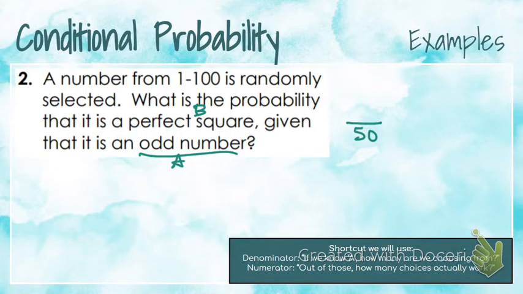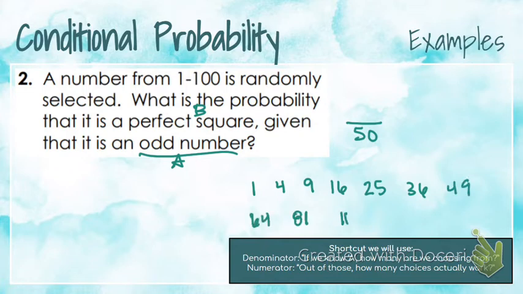So what we're going to do is list all the perfect squares that are less than 100 and then mark out the ones that are even. So perfect squares are when you multiply something by itself. So 1 times 1 is 1. 2 times 2 is 4. 3 times 3 is 9. 4 times 4 is 16. 5 times 5 is 25. 6 times 6 is 36. 7 times 7 is 49. 8 times 8 is 64. 9 times 9 is 81. 10 times 10 is 100.